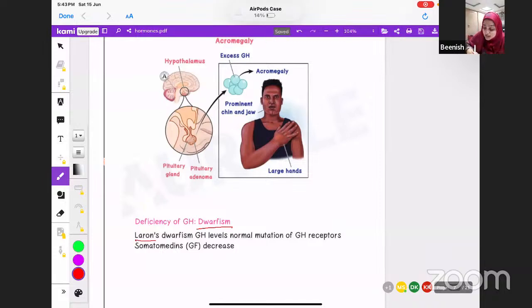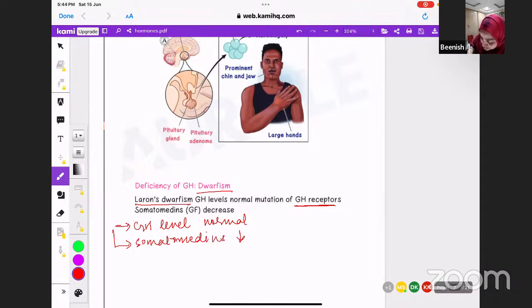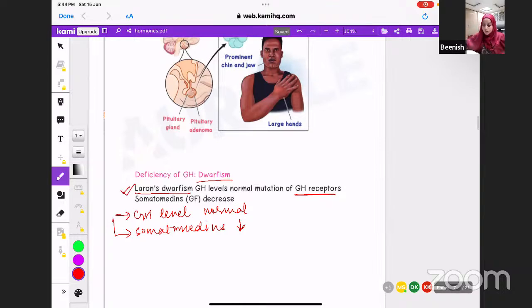Now there is something known as Laron's dwarfism. Okay, in this, what is happening? Your growth hormone levels are normal, but this is due to mutation of growth hormone receptors. Your growth hormone level is normal, but your somatomedins are low. This is because there is mutation in the growth hormone receptors. So your growth hormone is not able to cause the stimulation and the secretion of somatomedins. Okay, and there is mutation in growth hormone receptors, which leads to Laron's dwarfism, although there is a normal level of growth hormone in the body.